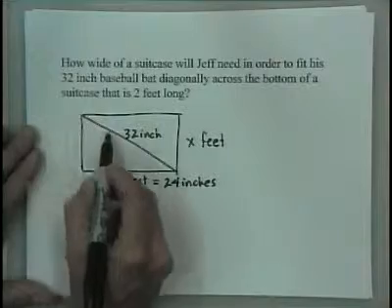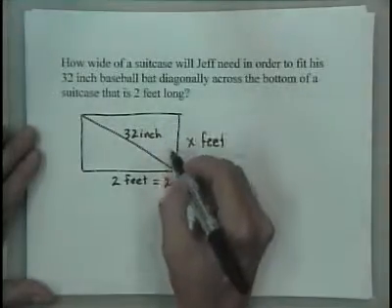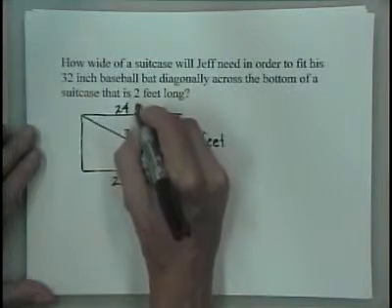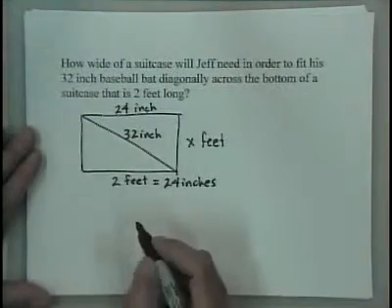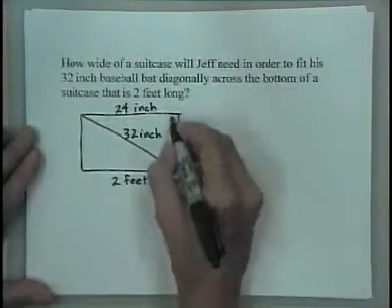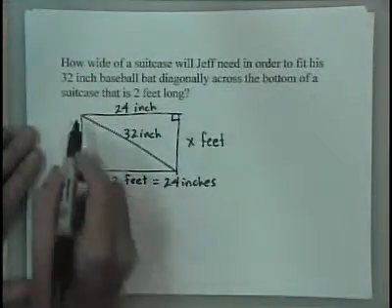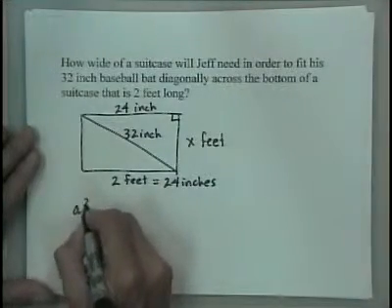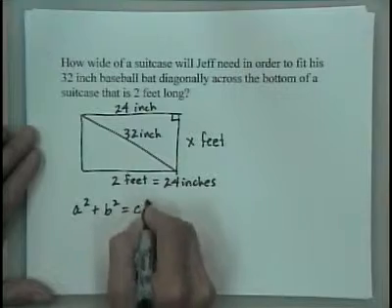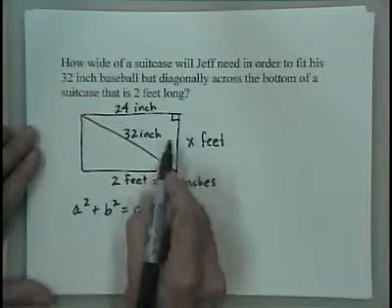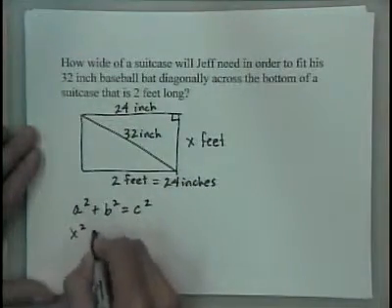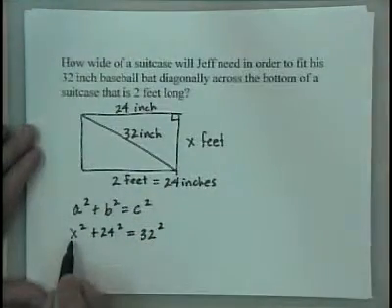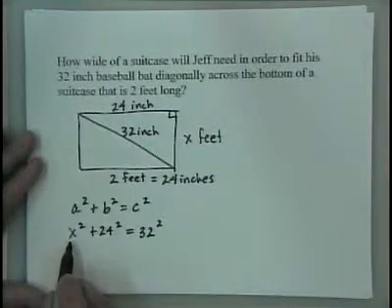Well, if I want to use 32 inches, x feet, and 24 inches, notice that this dimension is also 24 inches, and I can fill information into the Pythagorean theorem, assuming that there's a right angle there. Notice that the upper half of the suitcase is a right triangle. According to our Pythagorean theorem, then, x squared plus 24 squared should be 32 squared, or we would like to know what x is for this situation to work.